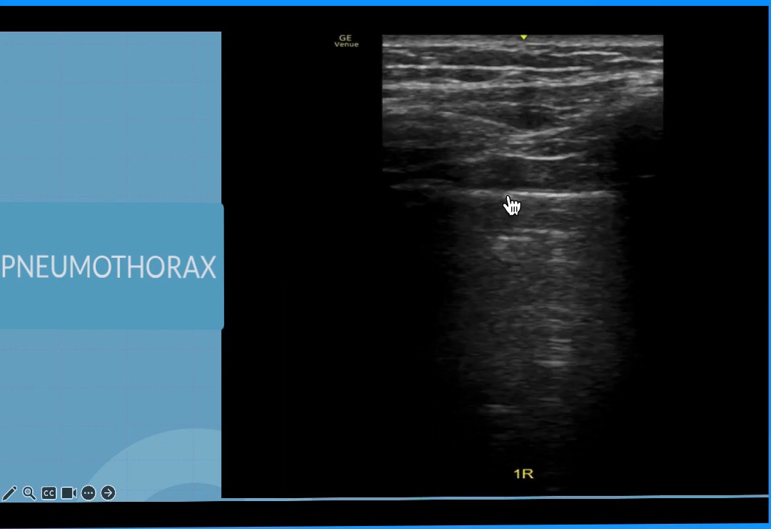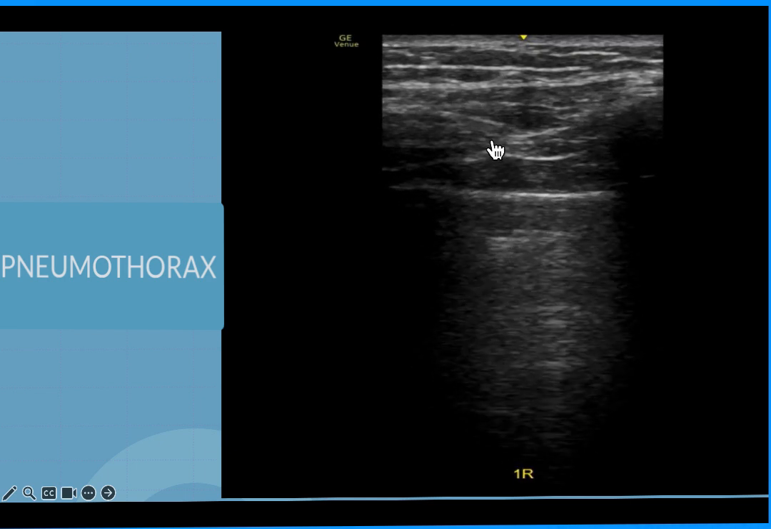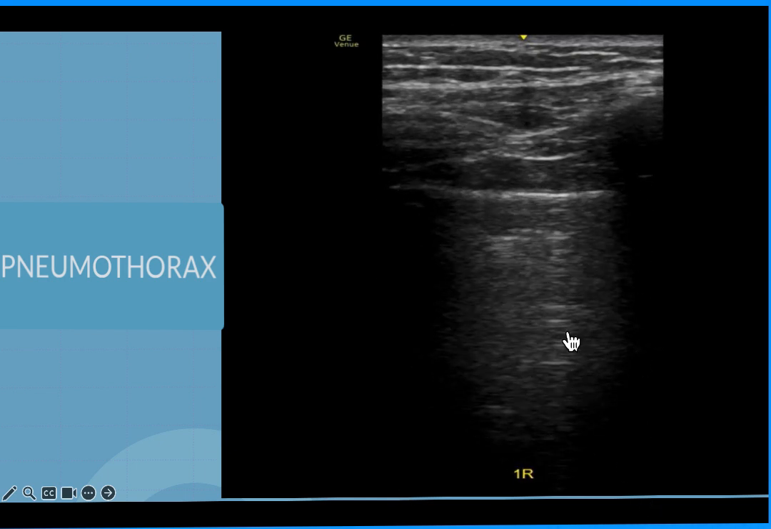Same thing here. I'm not seeing the ants marching down the screen. I'm seeing rib shadow, nice pleural line, but no motion artifact across that pleural line. So that is typically indicative of a pneumothorax. In these cases, it's simple, it's easy to see, all right?